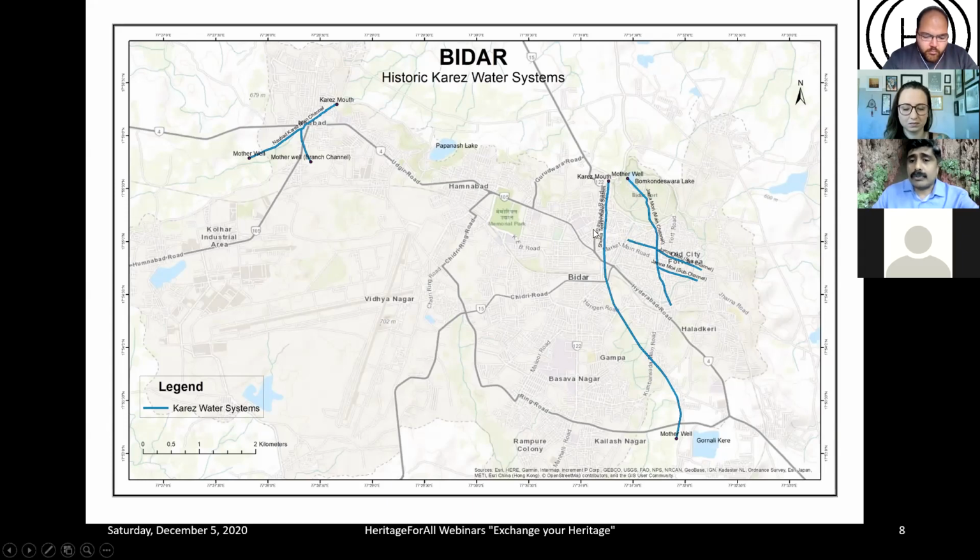So these were the two systems which were constructed in the early phase of 15th century, right? When this city, Bidar, you'll find this is the old city area, and this is the royal enclosure or the fort area, right? So here they had developed two systems. One of these systems starts from within the royal fort, where all the kings and their army stayed, and supplied to the metropolis area, right? So this was completely secure water system.